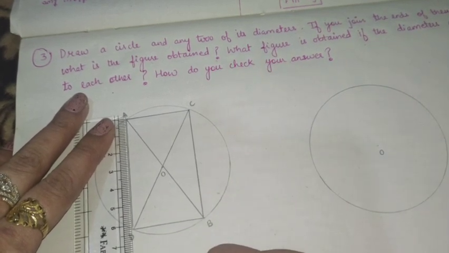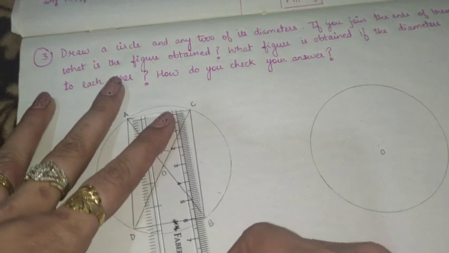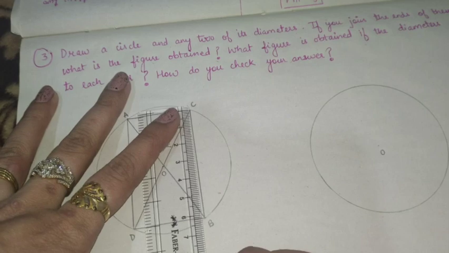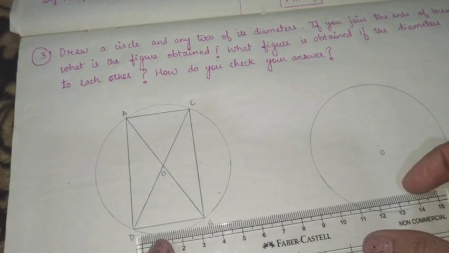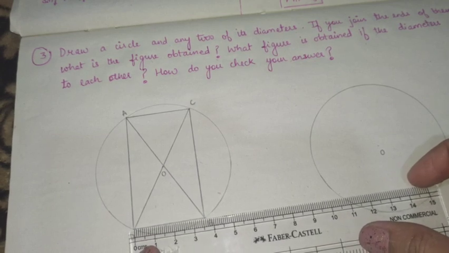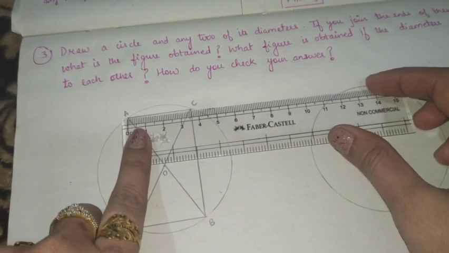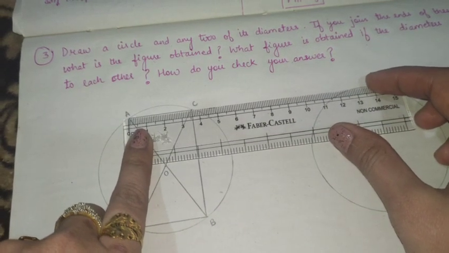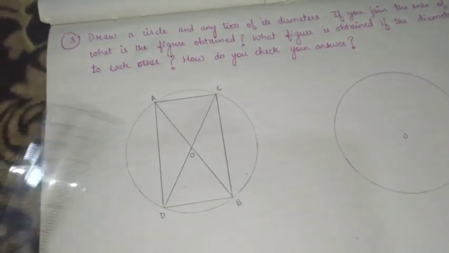AD is 6.2 centimeters, as you can see here. Let's measure this one. 6.2 centimeters again. Let's just measure DB and AC. They need to be the same. It is 3.6 centimeters. 3.6 centimeters for AC also.